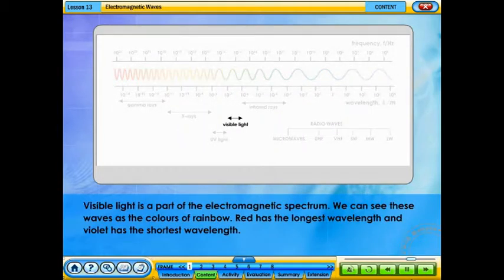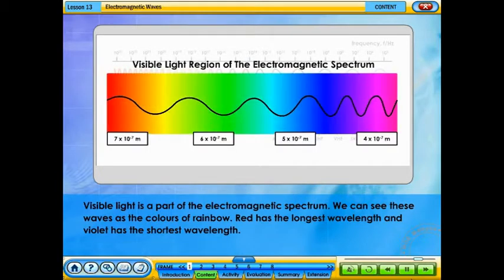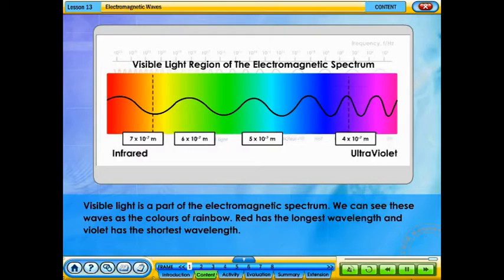Visible light is part of the electromagnetic spectrum. We can see these waves as the colors of a rainbow. Red has the longest wavelength, and violet has the shortest wavelength.